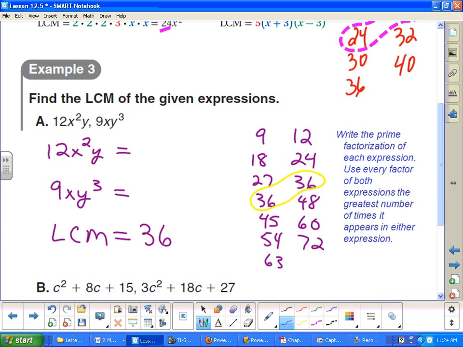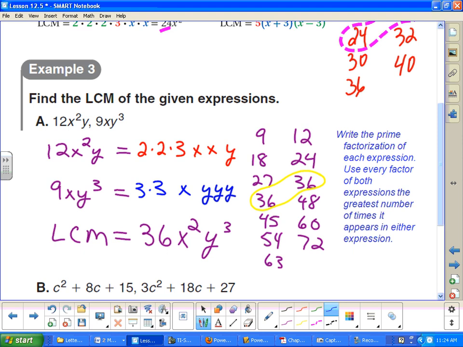What's the largest exponent for the x's? Okay, x squared. And the largest exponent for the y? Y cubed. And that would be my least common multiple. So if I listed them, this is 2 times 2 times 3 is 12. X times x times y. Down here we get 3 times 3 is 9. We have a single x, and we have y 3 times.